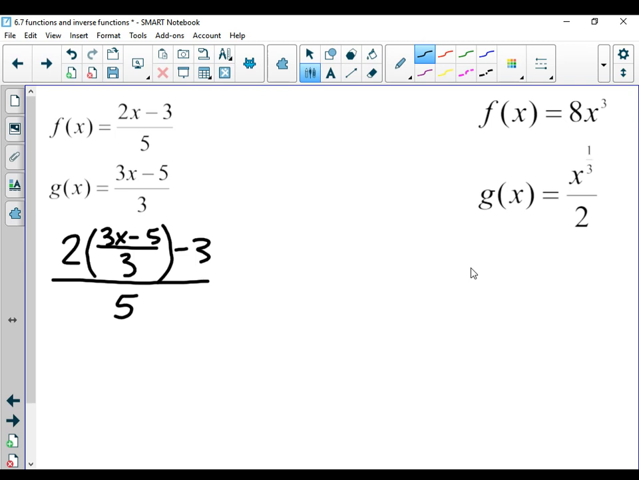But if I did kind of finish this one out, I would distribute that 2 to that numerator up there. So I'd have 6x minus 5, or what's 10, over 3 minus 3, all over 5. But then I would have to get a common denominator.